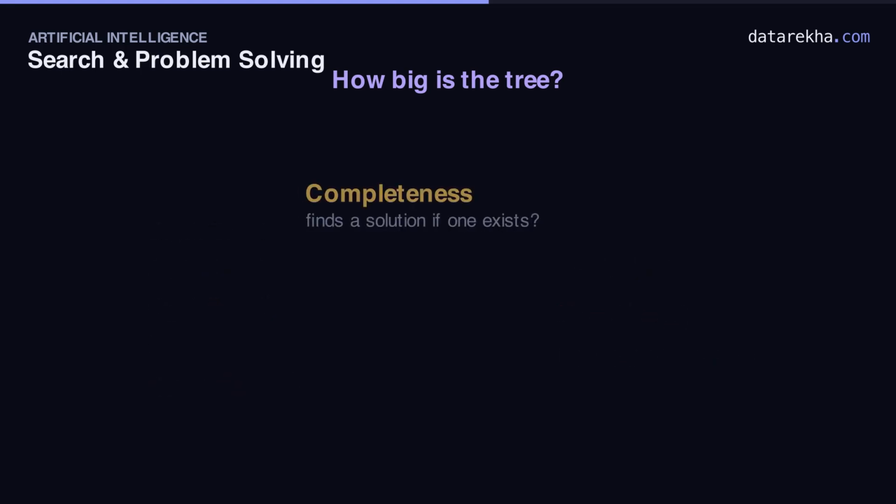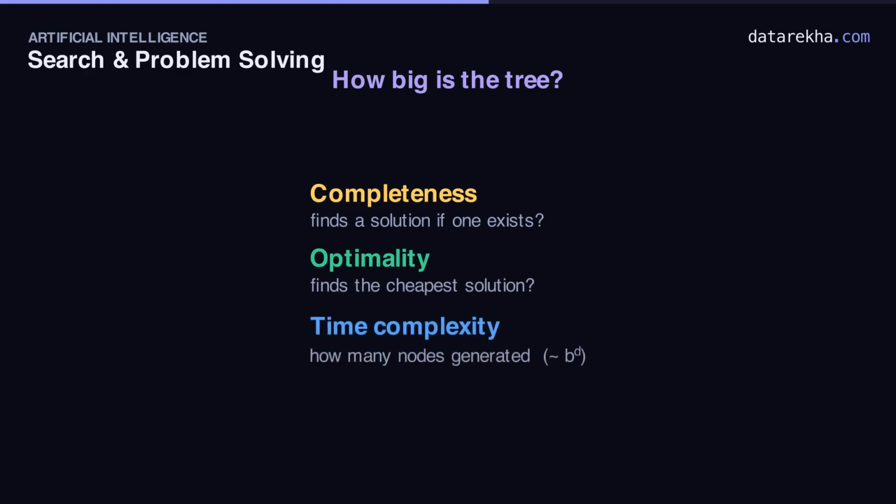So how do we judge one search strategy against another? By 4 yardsticks. Is it complete, guaranteed to find a solution if one exists? Is it optimal? Does it find the cheapest one? What's its time cost? How many nodes does it generate? And its space cost? How many must it hold in memory at once? Time and space both live in the shadow of B to the D.